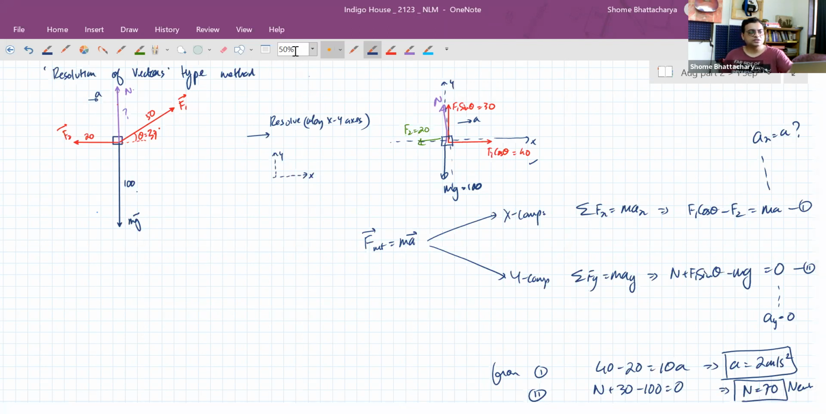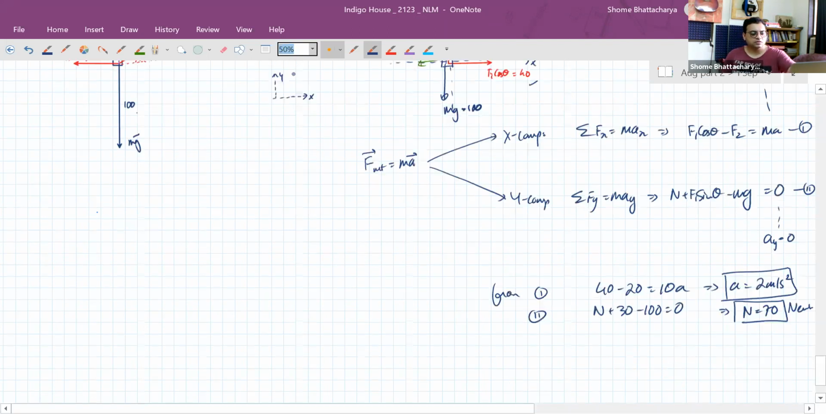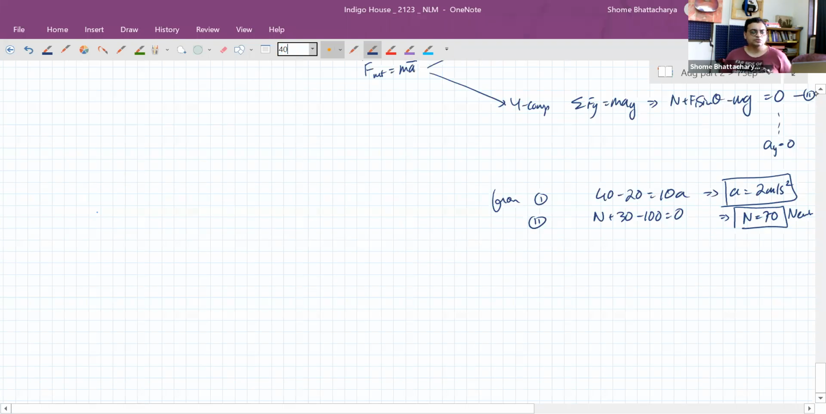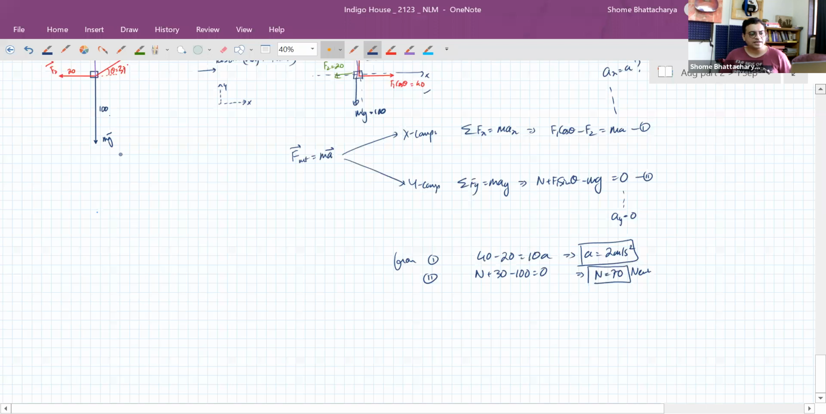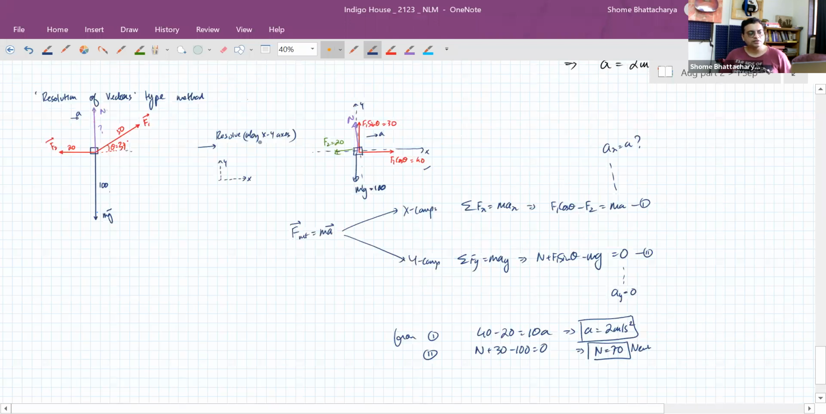So this is another way of achieving that same result. And it's a little bit simpler because we don't have to use I cap, J cap and all that. We just straight away from the vector diagram itself, we are resolving the forces into x and y components. And we are able to divide this vector equation F net is equal to ma into two simple scalar equations, one along the x-axis and one along the y-axis.